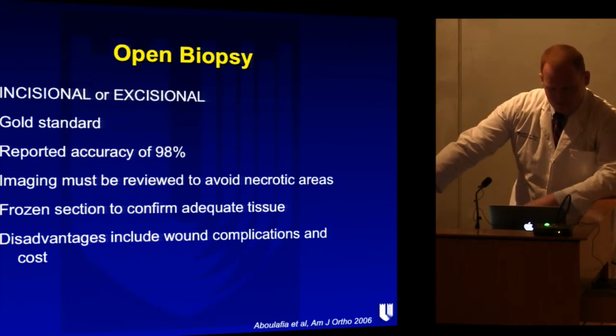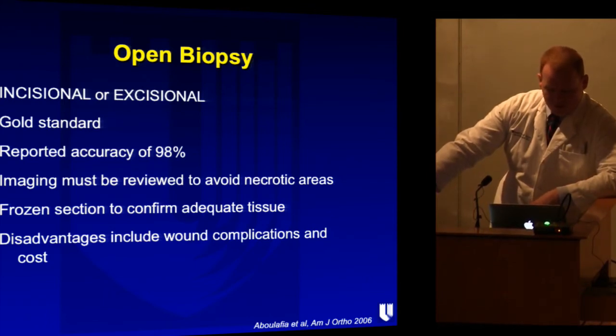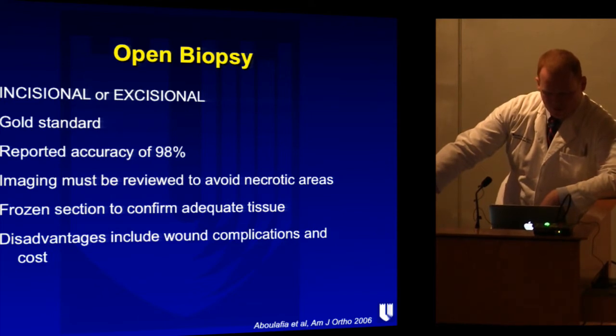In terms of open biopsy, incisional or excisional are the two types that we'll discuss. This represents the gold standard currently, with accuracy rates approaching about 100%. As with percutaneous biopsies, imaging must be reviewed to ensure appropriate location and to avoid any necrotic areas. At the time of open biopsy, frozen sections are usually obtained during the procedure to confirm adequate tissue has been gathered. Disadvantages are mainly associated with increased wound complications, as the wounds are usually larger than what you'll see with the core needle biopsy, as well as the associated cost of OR time.